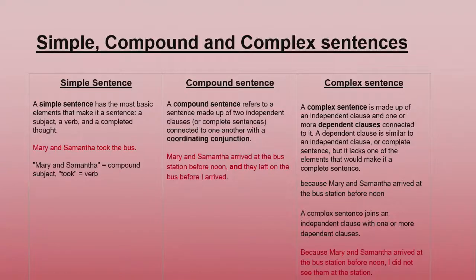Because Mary and Samantha arrived at the bus station before noon, a complex sentence joins an independent clause with one or more dependent clauses. Because Mary and Samantha arrived at the bus station before noon, I did not see them at the station. And there you have your complex sentence. So, yeah, focus on actually making a comparison between the three.